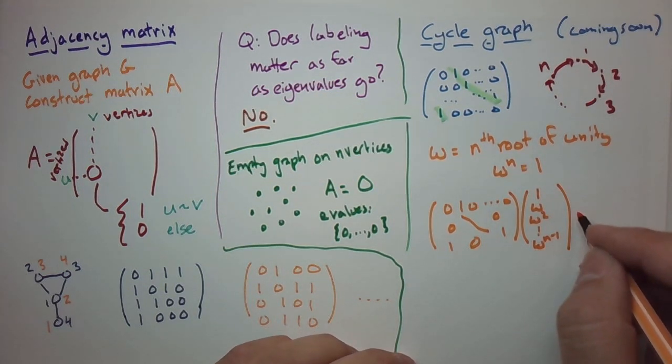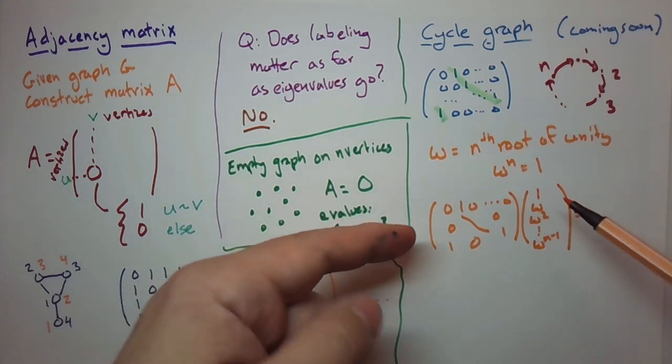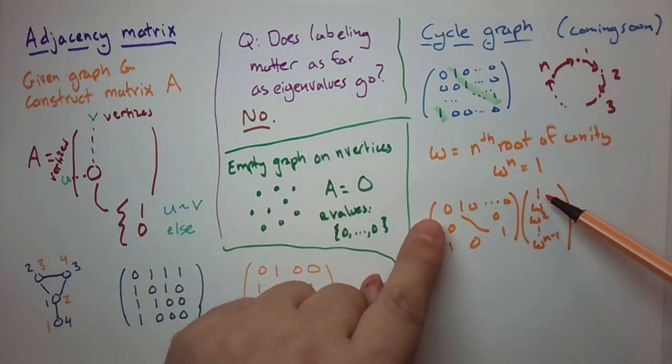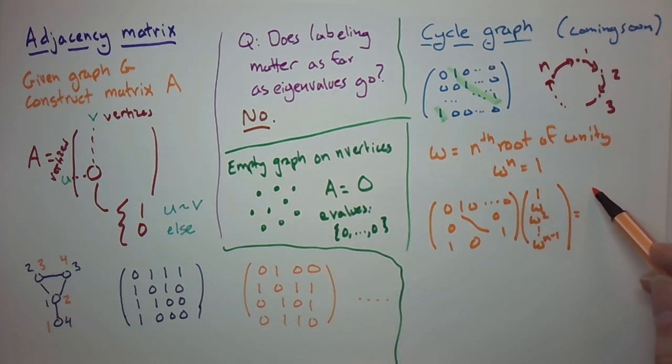What does this give us? So we can carry out the multiplication, right? On the first row, what would you get? 0 plus omega plus a bunch of zeros. So the first entry should be omega. It's a vector, so technically I'm not right by saying the first row, also known as the first entry. What's the second entry going to be? Omega squared.